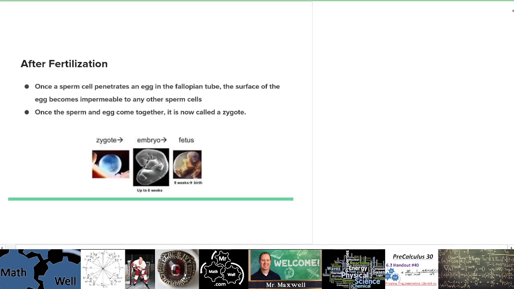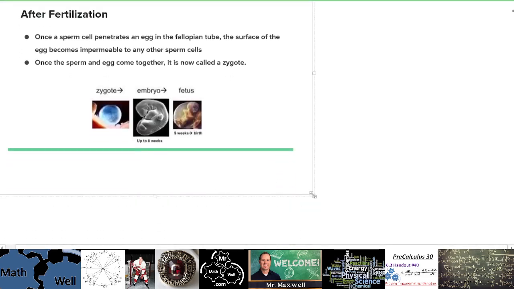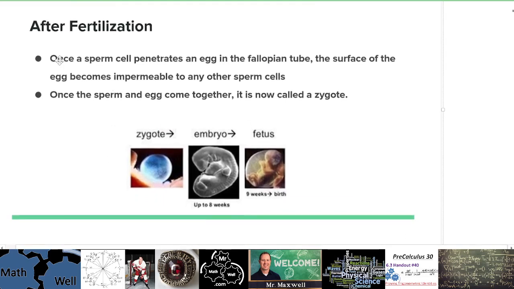All right. Next page. After fertilization. Okay, well, here we go. Here's the answer. One. Once a sperm cell penetrates an egg, yes, it's just one. Once a sperm cell penetrates an egg in the fallopian tube, the surface of the egg becomes impermeable, or basically locked off, closed off. We're closed for business now to any other sperm cells.